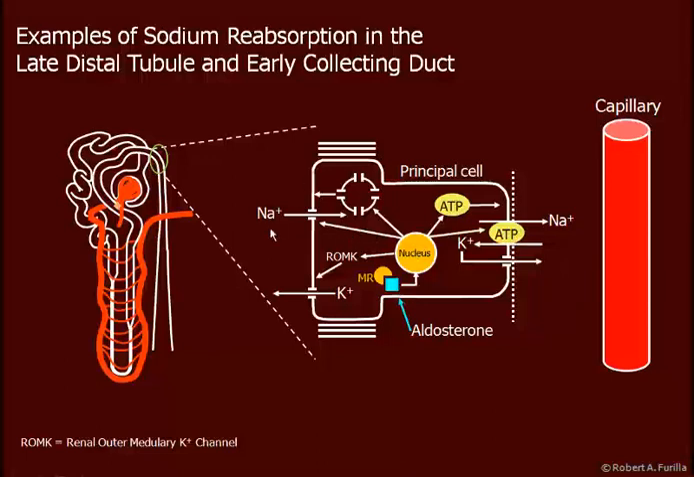Aldosterone promotes sodium uptake in these channels, which is then pumped out through this pathway. Water follows, so sodium and water retention occur during aldosterone stimulation. In addition, potassium channels increase on the apical membrane. As sodium enters, the positive charge forces another positive charge, that being potassium, out of the cell. Aldosterone causes potassium excretion and sodium retention.